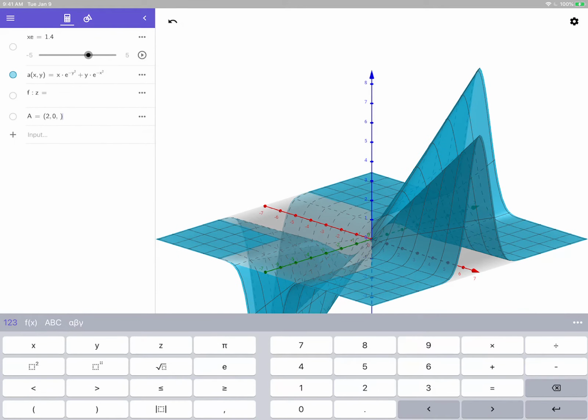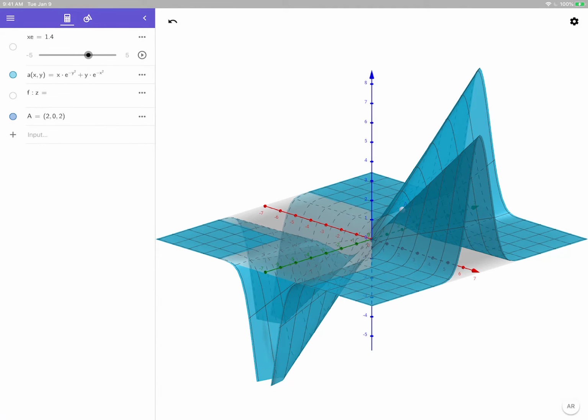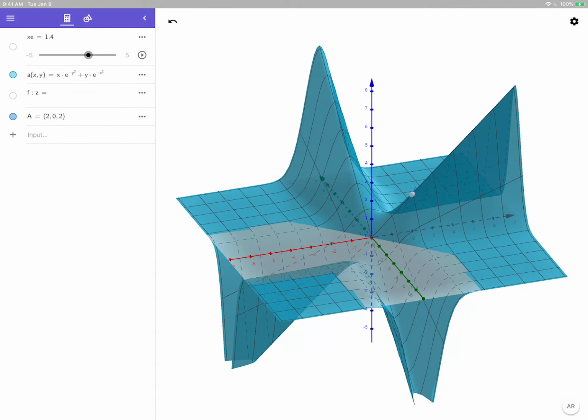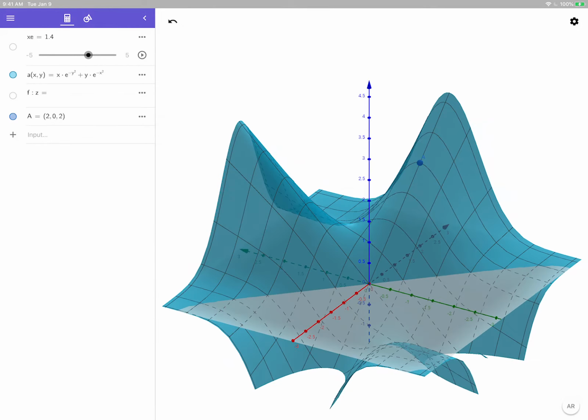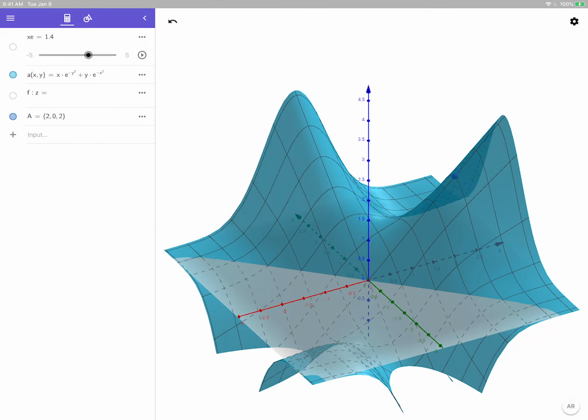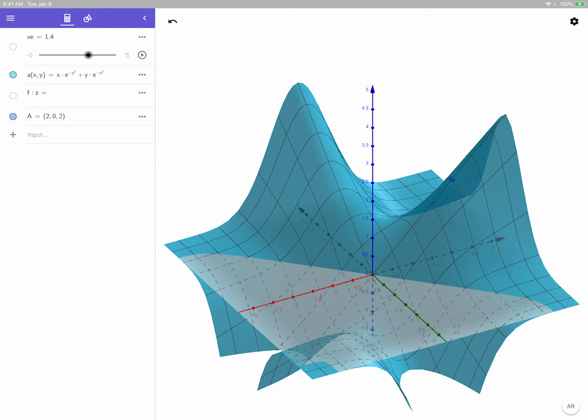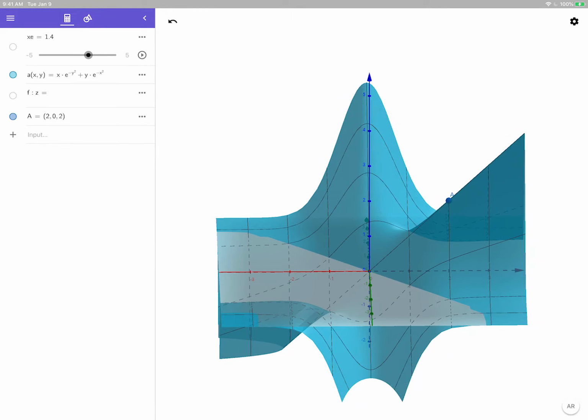I have it here. So it'd be (2, 0, 2). And if I press enter and I update it, there's my point. You see a little circle there. GeoGebra calls it point A. It's right there. Okay. So that's my surface, and that's my point. So now let's find the tangent plane.